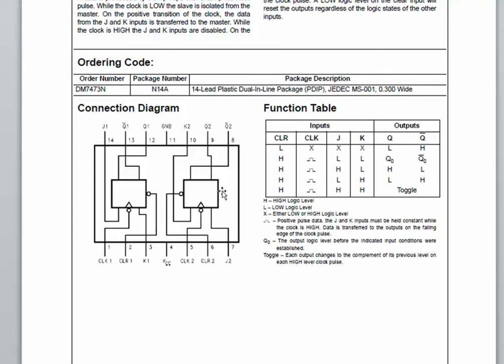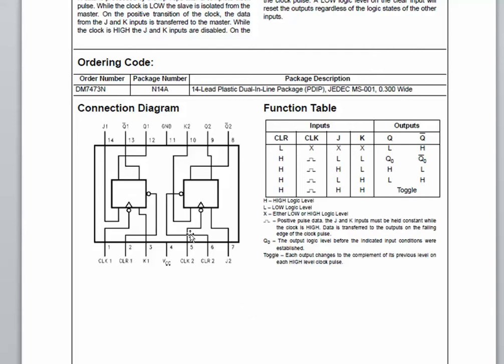And you can see that on this particular chip it holds 2 flip-flops, so you can use this one chip for that one circuit that I showed you a moment ago. And so the inputs J1 and K1 correspond to this flip-flop. Now we can call this flip-flop A and flip-flop B, even though on this data sheet they call it flip-flop 1 and flip-flop 2.